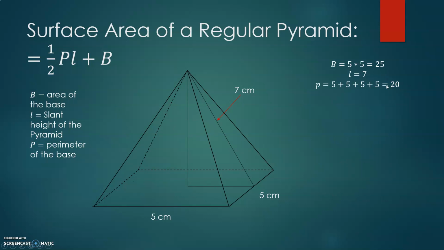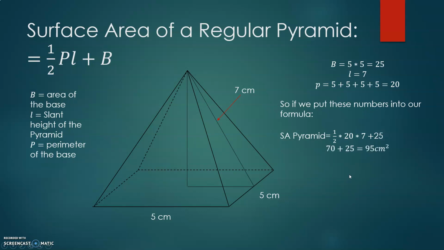So if I want to find the surface area, we just need to put those numbers into our formula. So it'd be 1/2 times my perimeter of my base, which is 20, times my slant height, which is 7. And we want to add to that the area of my base, which was 25. So 1/2 times 20 is 10, times 7 is 70. So 70 plus 25, which is 95, and we are in square centimeters. We're still in area, so it's always going to be the square units, so square centimeters.